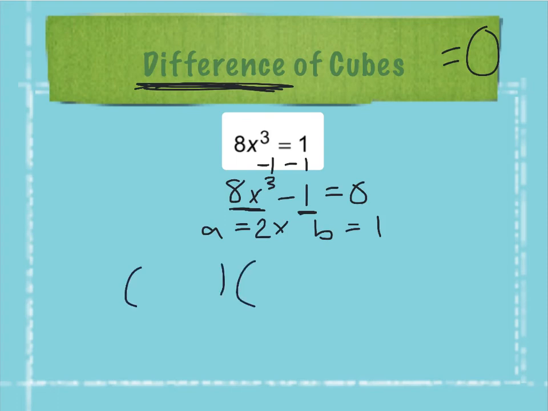So now we're going to have the same formula, but our signs are different. What are our signs in the difference of cubes? Minus, plus, plus. So we have a minus b, a squared, a times b, and b squared. Why is it like that? That's just the formula that we were given.